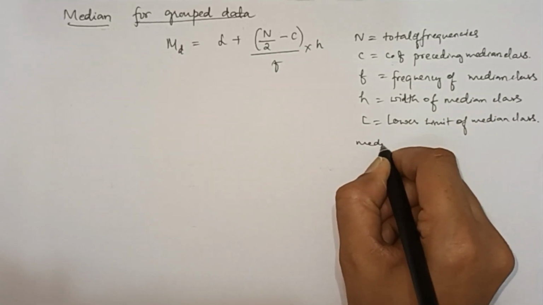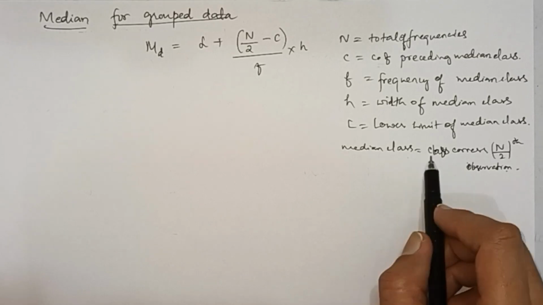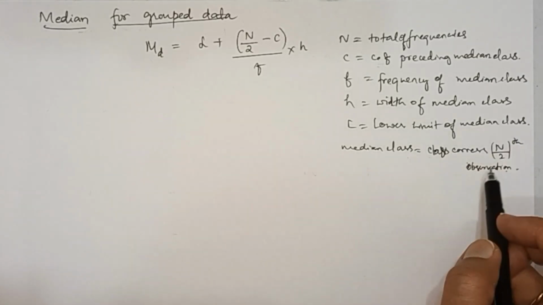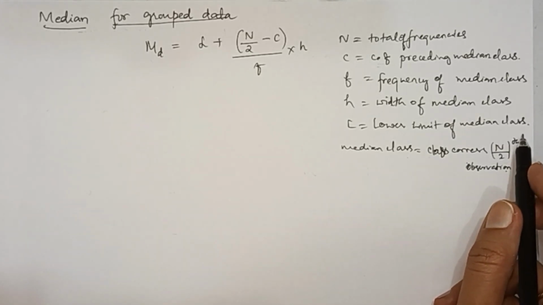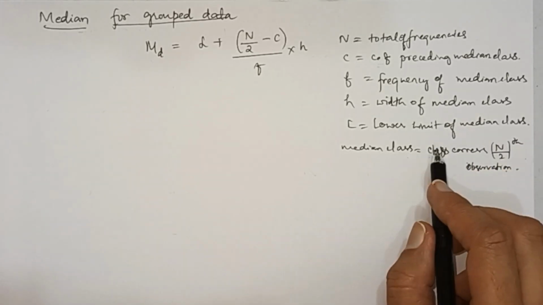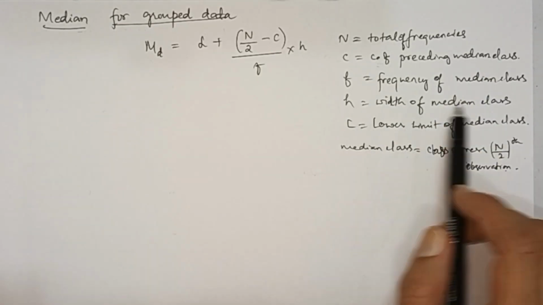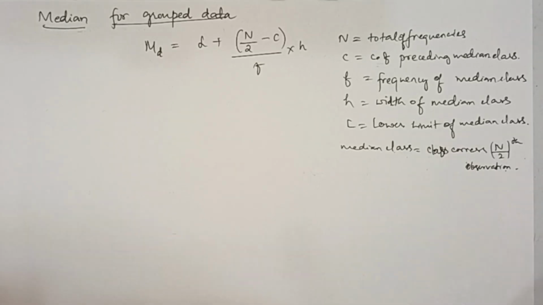How to find the median class? Median class means the class in which the n by 2th observation falls under cumulative frequency. You have to find the value of n by 2 and check it in the cumulative frequency column, and the corresponding class is called the median class. I will explain this with one example.